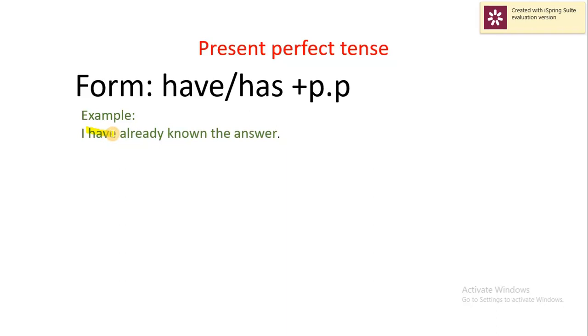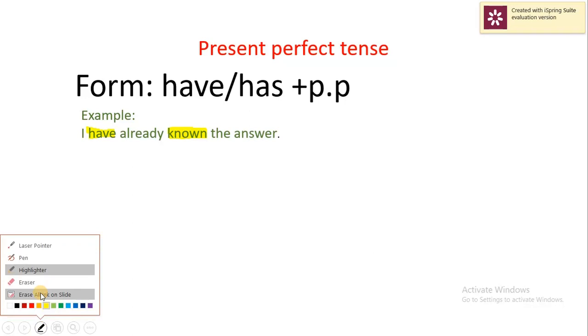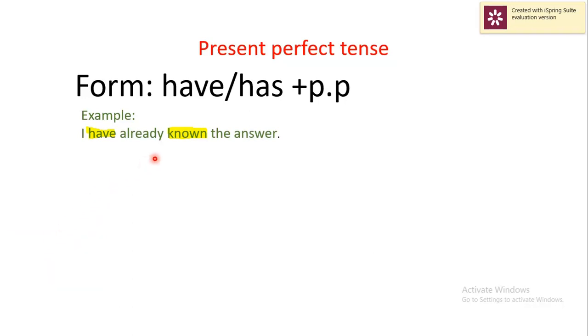Here we have have. This is the first part of the verb. And here we have known, which is the past participle, verb 3 from the verb know. So here we have known. What about this already? Already, of course, as you know, is a keyword for the present perfect tense. Okay, shall we move to the coming tense?